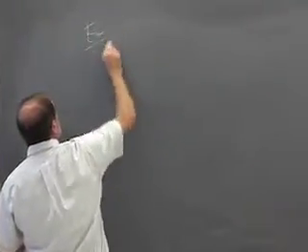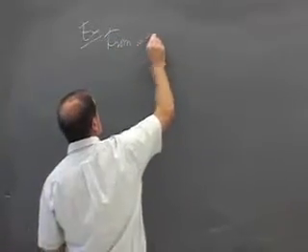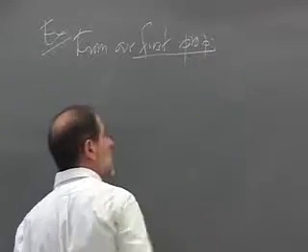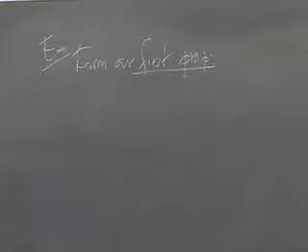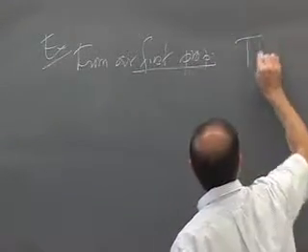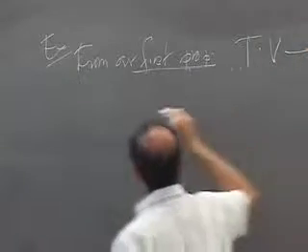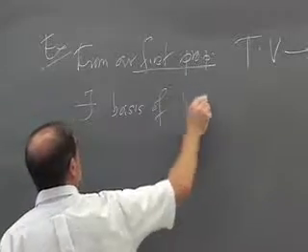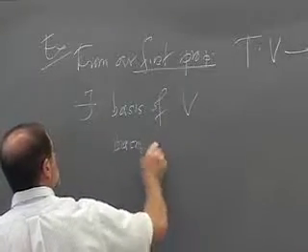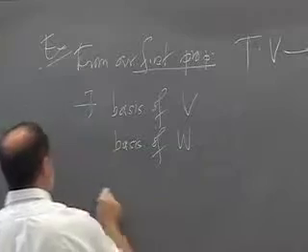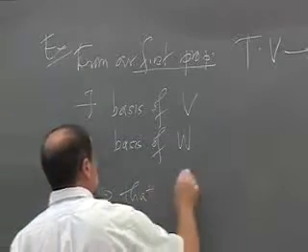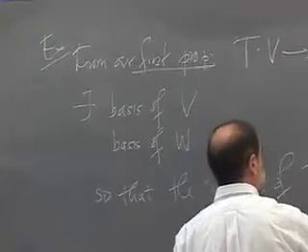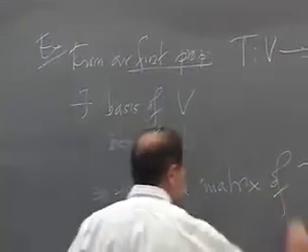Example from our first proposition. The one where we had the map T from V to W. There exists a basis of V and a basis of W so that the matrix of T is a particularly simple matrix, which looks like this.